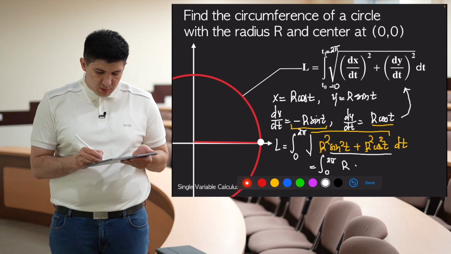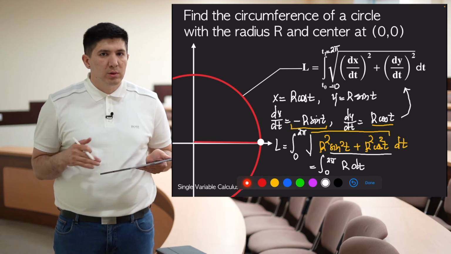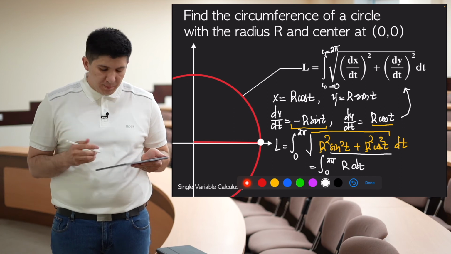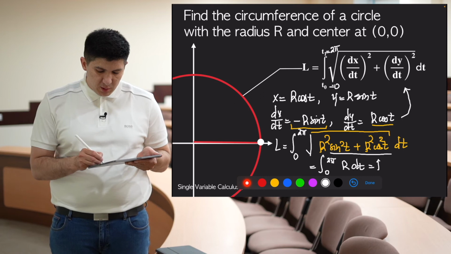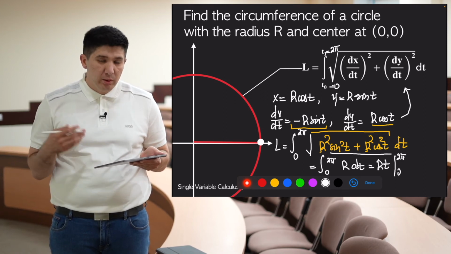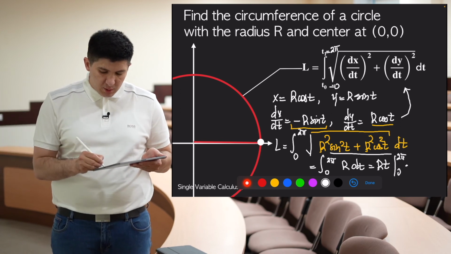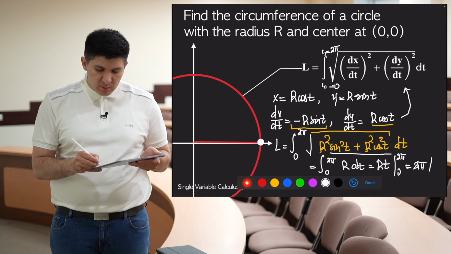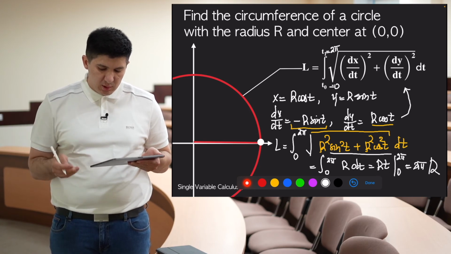So I'm just going to immediately write down the integral from 0 to 2 pi of r dt, because we know that sine squared plus cosine squared is always equal to 1 for any angle. The antiderivative of this is going to be r times t from 0 to 2 pi, and using the Newton-Leibniz formula, we can substitute 2 pi and 0. Here it is going to be equal to 2 pi times r, because if you substitute 0 instead of t, it's going to be simply equal to 0.